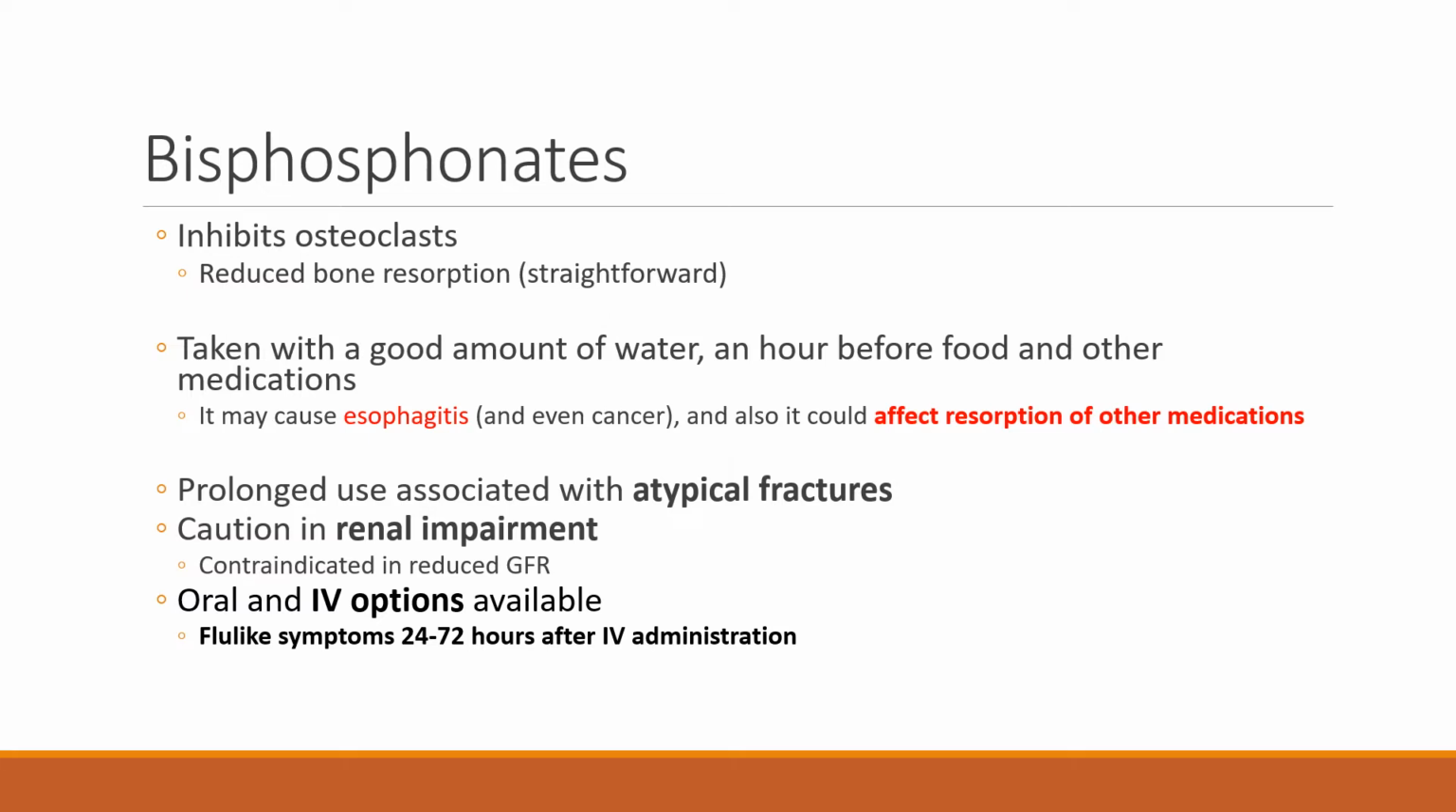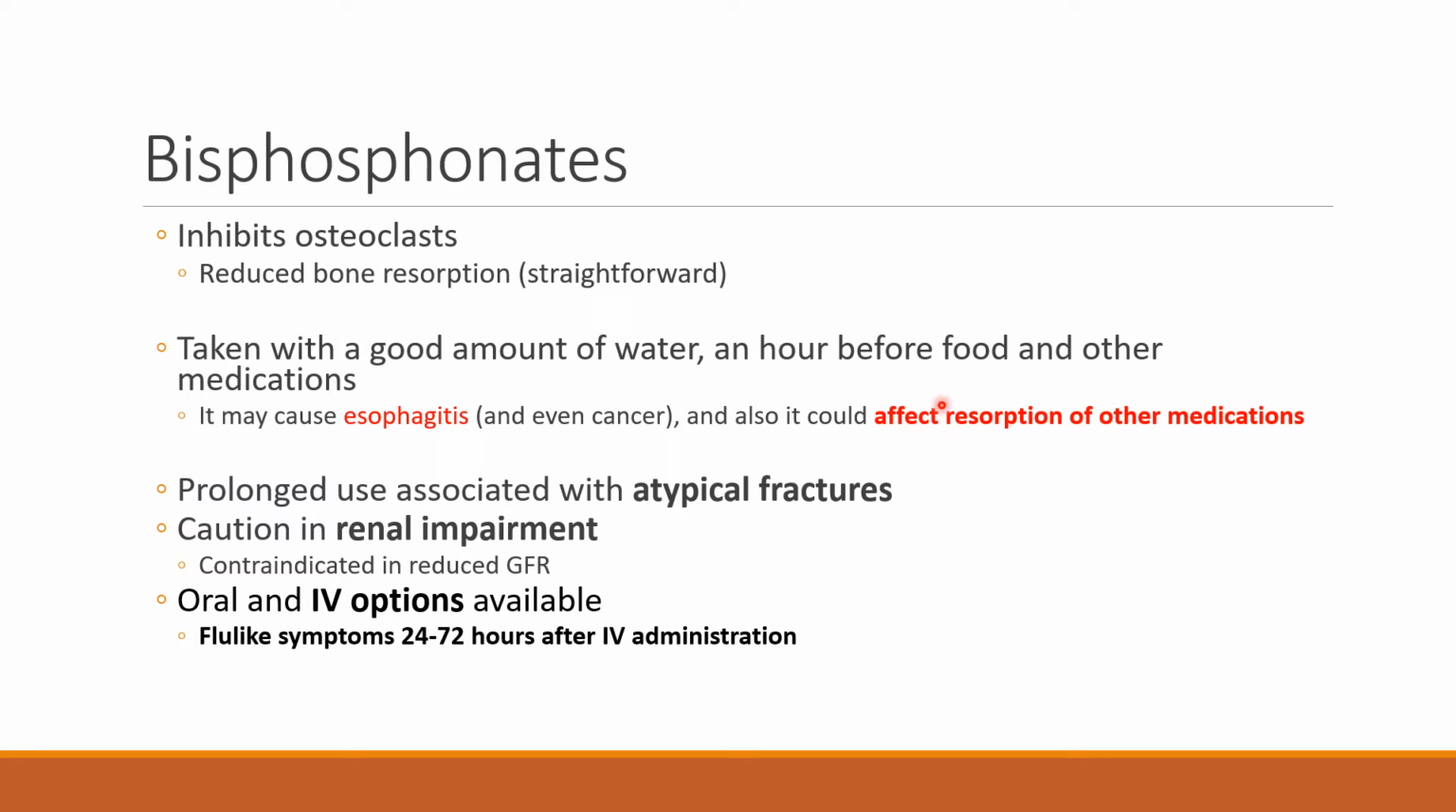Bisphosphonates are drugs that inhibit osteoclasts. So when we inhibit osteoclasts, this will cause reduced bone resorption because osteoclasts are cells that resorb bone. This is a straightforward mechanism. And bisphosphonates could cause esophagitis and even esophageal cancer. So we need to advise the patients to take this drug with a good amount of water and an hour before food and other medications, because it could affect absorption of other medications, which is really important in Step 2 settings.